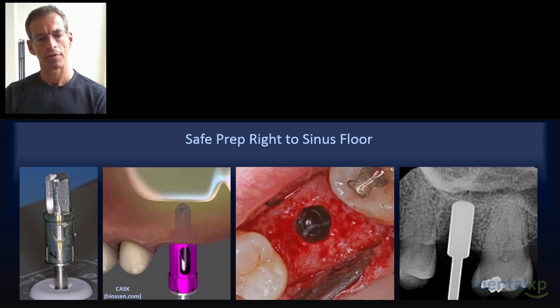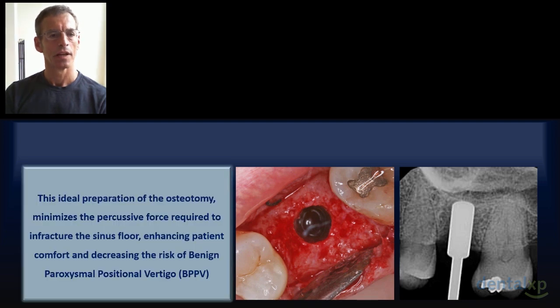Utilizing this drill system from Hyacinth, this cast kit, I can safely prepare right to the sinus floor. The ideal preparation of the osteotomy then minimizes the percussive force that is required to infracture the sinus floor, enhancing patient comfort and decreasing the risk of benign paroxysmal positional vertigo.